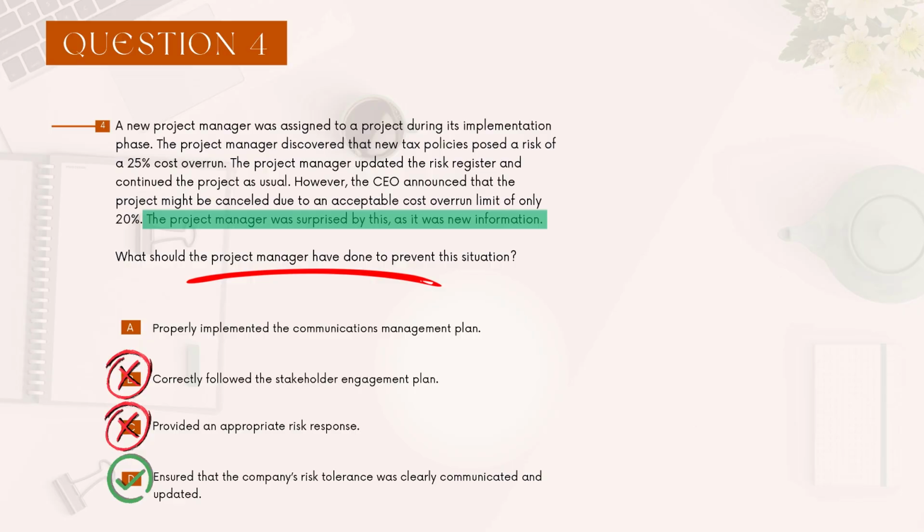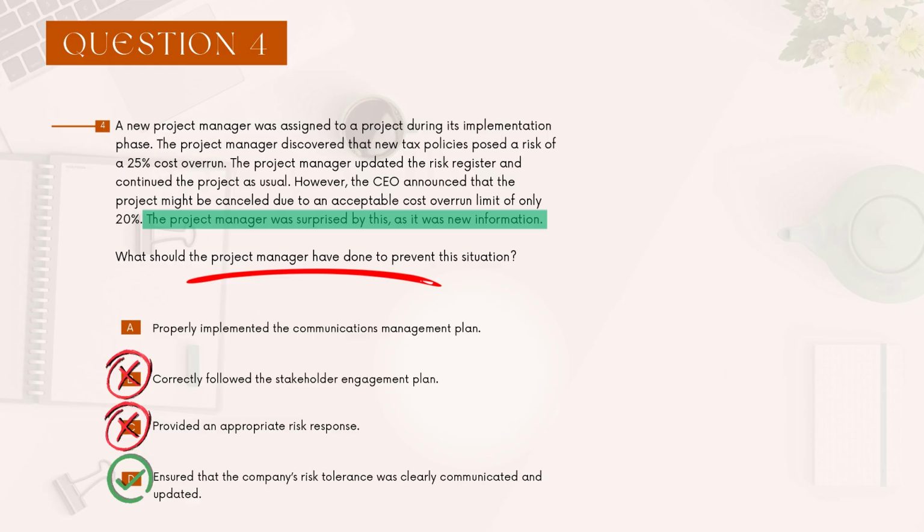The communications management plan could be perfect. A small part of the communications management plan might be faulty. That's why this piece of information had not reached the project manager. And that's why we need to take a specific approach and say that, you know what, we need to make sure that the company's risk tolerance was clearly communicated and updated.